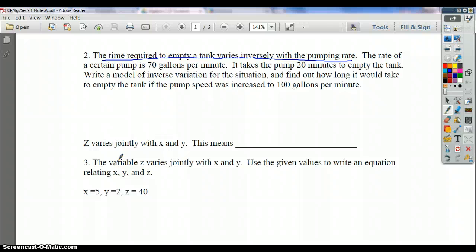The rate of a certain pump is 70 gallons per minute. It takes 20 minutes to empty that tank. We're going to write a model of inverse variation for this situation to find out how long it would take to empty the tank if we got a pump whose speed was all the way up to 100 gallons per minute, and how that will make it shorter. So let's just start with the time required to empty a tank varies inversely with the pumping rate. So time equals k over, because it's inversely, with the pumping rate, which would be R.